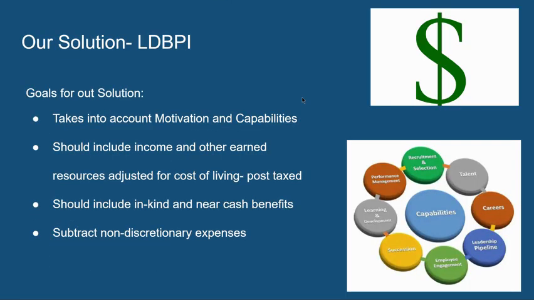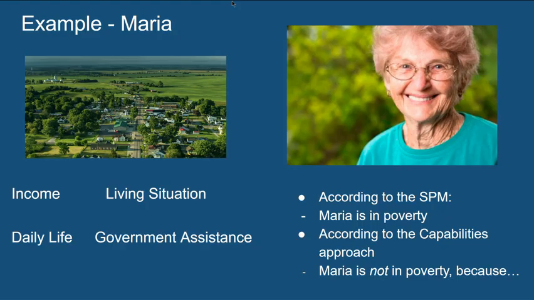Our approach uses a combination of the SPM measurement tool and the capabilities approach, which we are measuring with the MPI tool. When creating our solution, we wanted it to account for people's motivation to fulfill their capabilities. We also wanted it to be measured by updated information on regional cost of living and to account for in-kind and near-cash benefits and non-discretionary expenses. Including both of these approaches allows us to account for the possibility of income not correlating to capabilities or vice versa. One example of this conflicting situation would be the following.